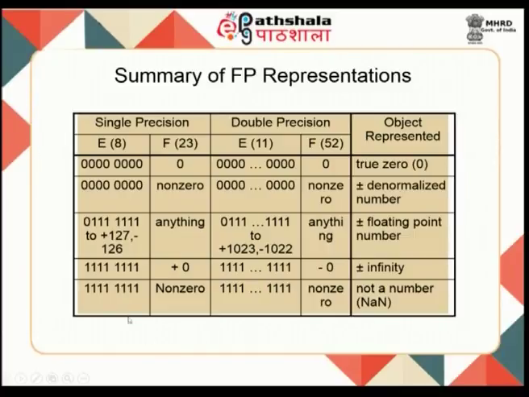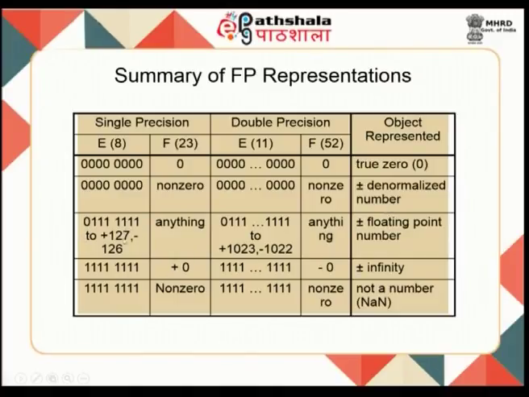For single precision, you are going to have an 8-bit biased exponent representation and a 23-bit fractional part. For double precision, you are going to have an 11-bit biased exponent part and a 52-bit fractional mantissa part. If the exponent part is all zeros and the fractional part is also zeros, it represents a true 0. If your exponent part is all zeros and your fractional part is non-zero, then depending upon the sign of the number, it represents a plus or minus denormalized number.